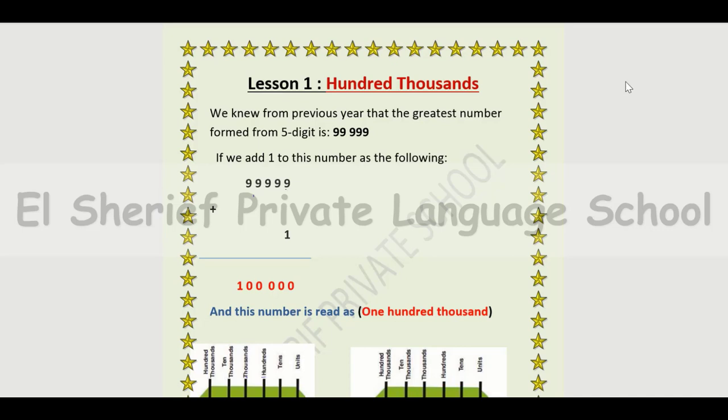9 plus 1 equals 10. Put 0 and carry up 1. Again 1 plus 9 equals 10. Put 0 and carry up 1. 1 plus 9, 10, 0, carry up 1. 10, 0, carry up 1, and 10. Now we have a new place value, and this place value is called 100,000.